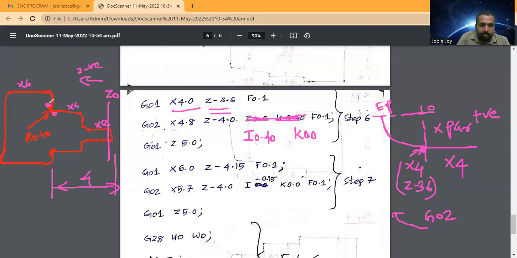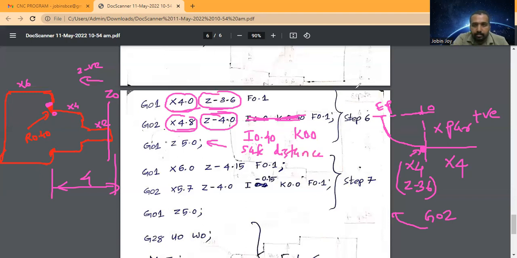So what about the x value? X is 4 plus the arc radius 0.4 plus 0.4, that means 4.8. And the z value, z is here, this position, z is minus 4.0. So from x 4.0 and z minus 3.6, move the tool to x 4.8 and z minus 4.0. Okay, so I hope it's correct. So finally, this is the safe distance.